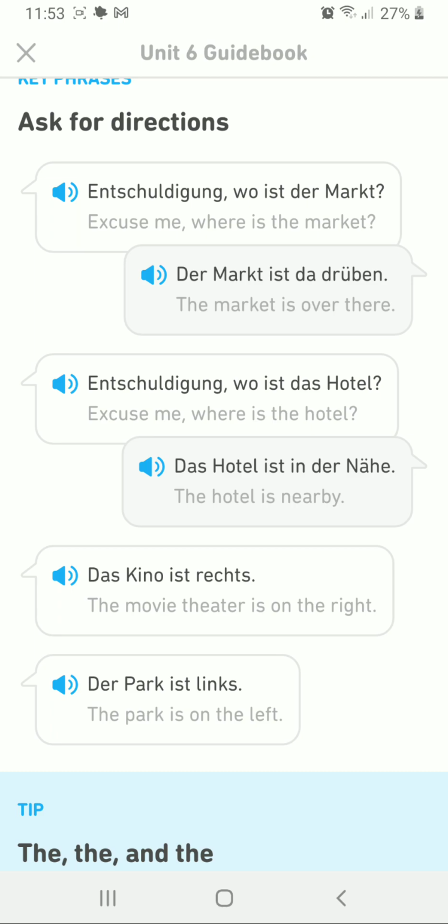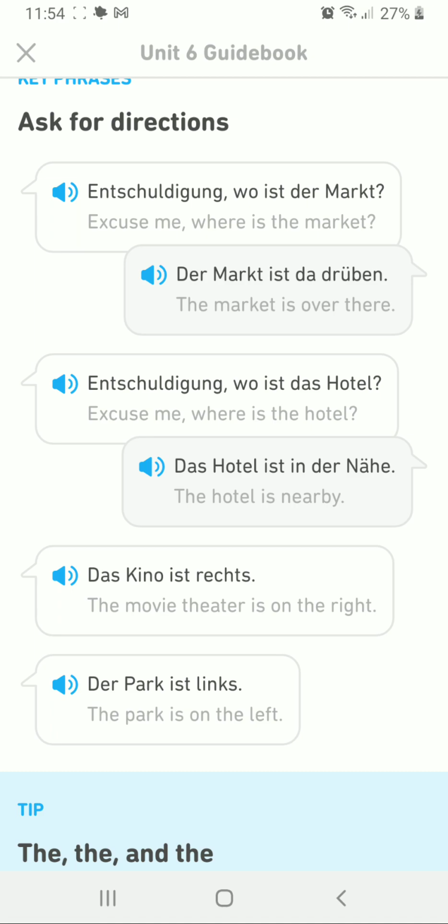Das Kino. The movie theater. So, Kino is also used in other languages, for instance in the Latvian language, they say Kino, Kino Teatris. So, that's the movie theater. And das Kino ist rechts. Rechts. Das Kino ist rechts. The movie theater is on the right, ist rechts.